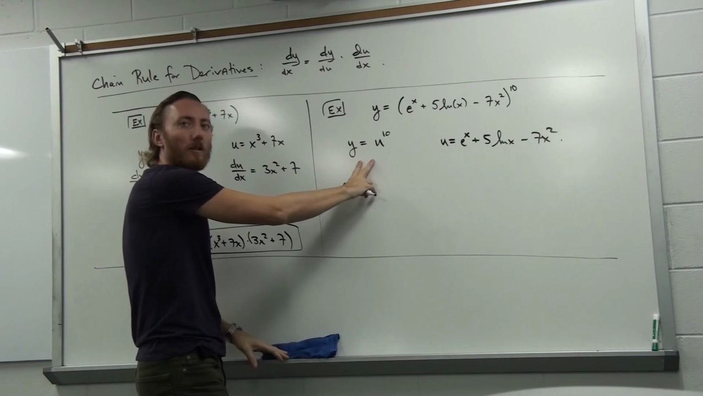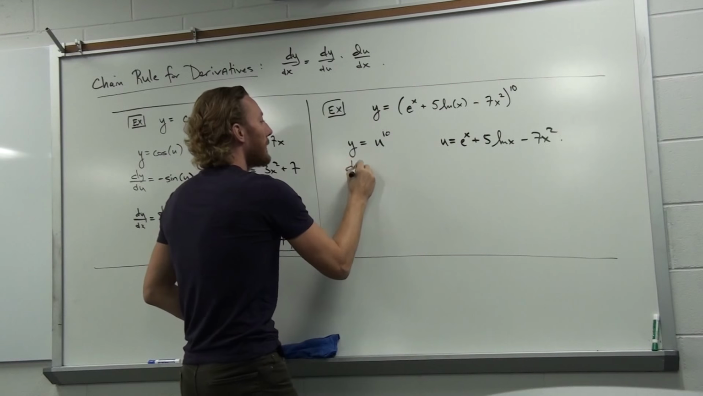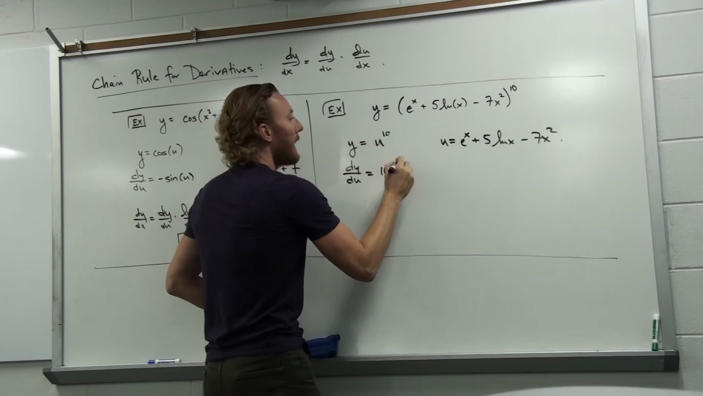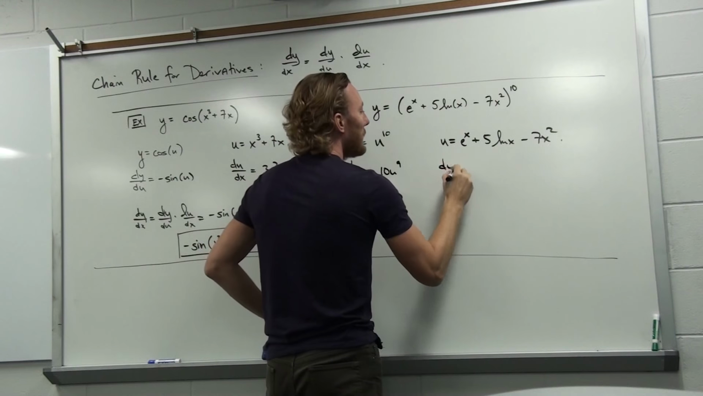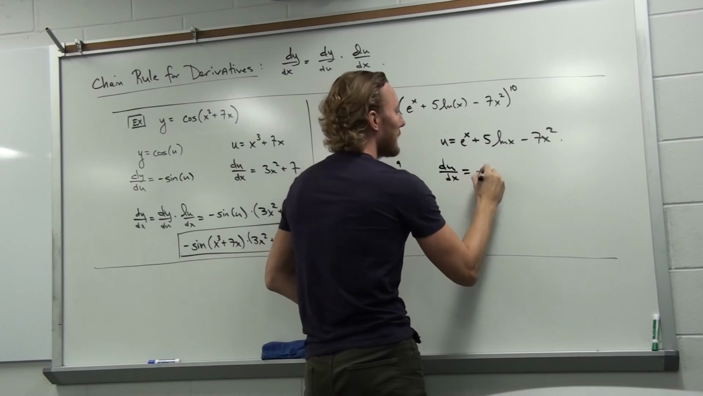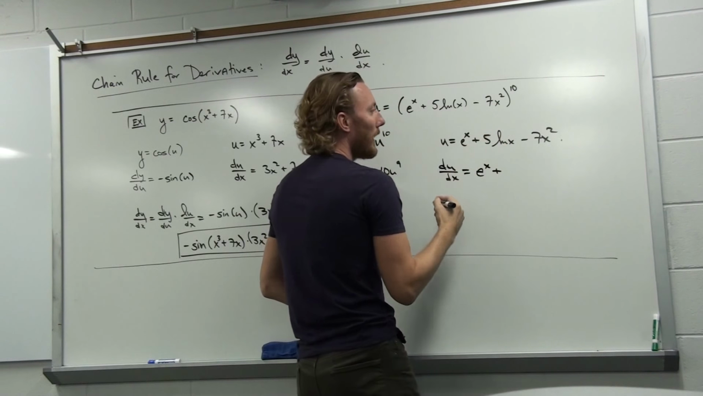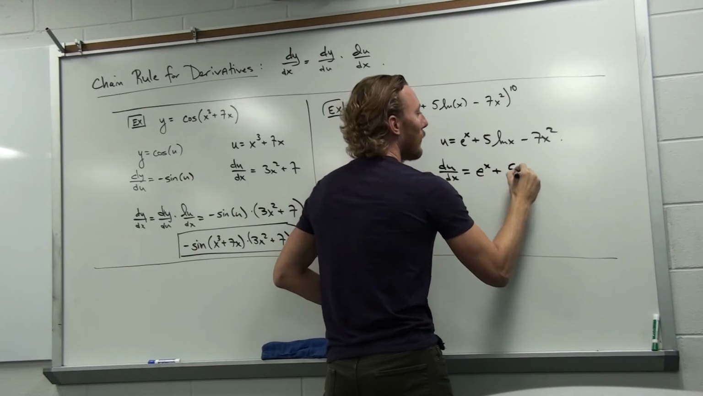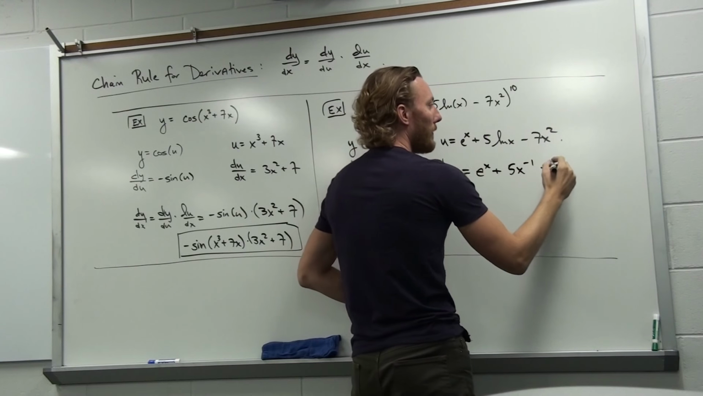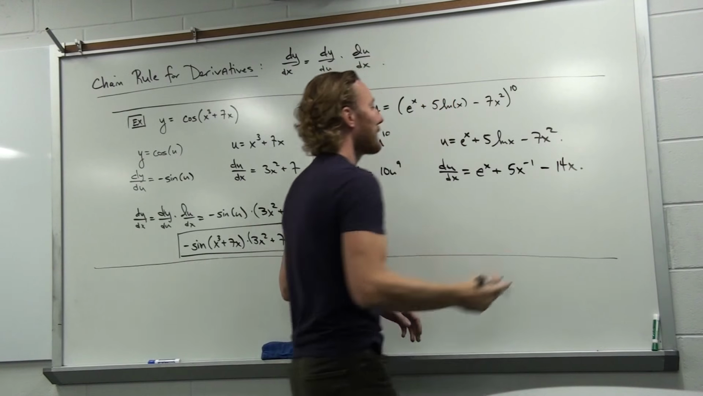Here we have a function of y in terms of u, so when we take the derivative, this will be dy over du, 10u to the 9th. And here we've got du over dx, which equals, well, the derivative of e to the x is e to the x. The derivative of 5 ln x is 5x to the minus 1. And over here, the derivative of minus 7x squared is minus 14x.